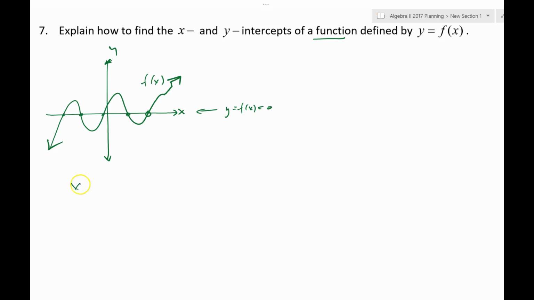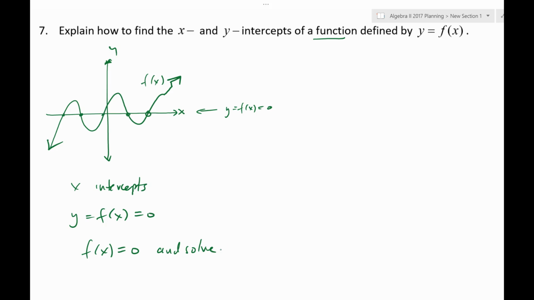So to find the x-intercepts for any generic function, you simply set y or f of x equal to 0, and then you need to solve for the x's that make that true. So I'll just go ahead and write it as f of x equals 0 and solve.